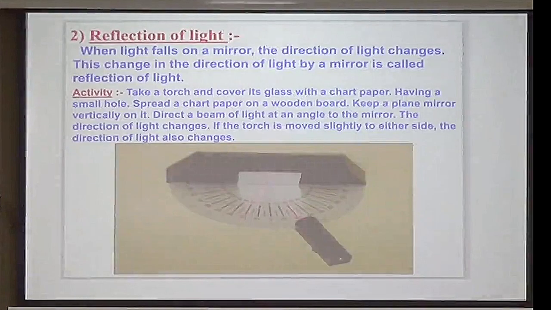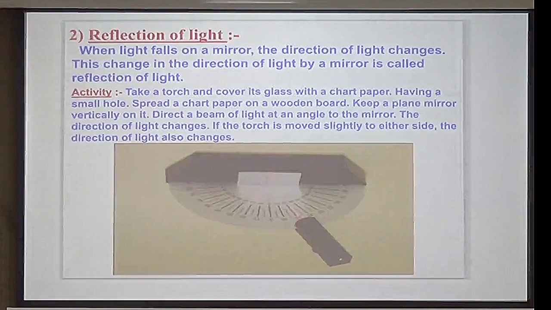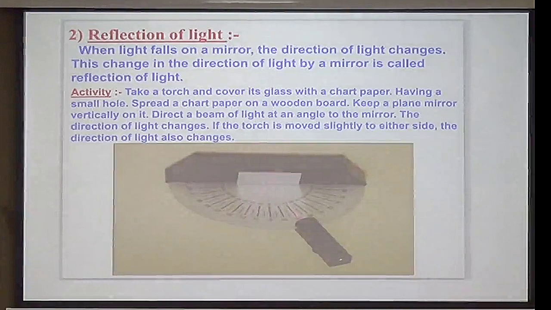Now reflection of light is the bouncing back of light from a shiny surface. In this, the light changes the direction as well. For this, again we have done an activity. We take a compass, a laser light and a mirror. We pass the laser light onto the mirror and we can see that the light changes the direction as the light has changed the angle. So this shows us that light changes the direction when obstructed by any opaque object.